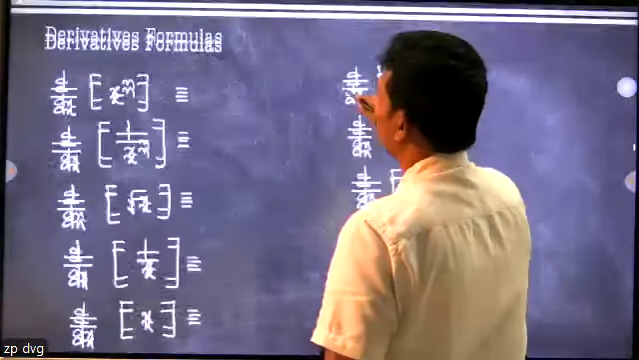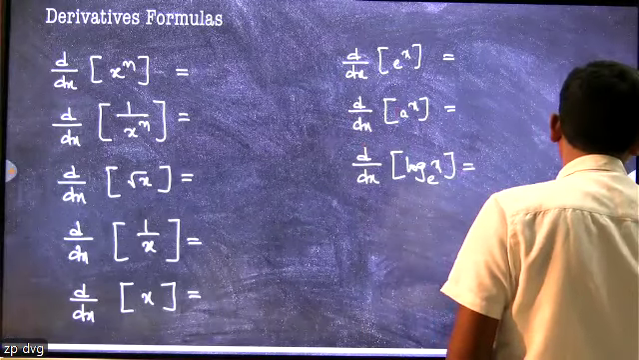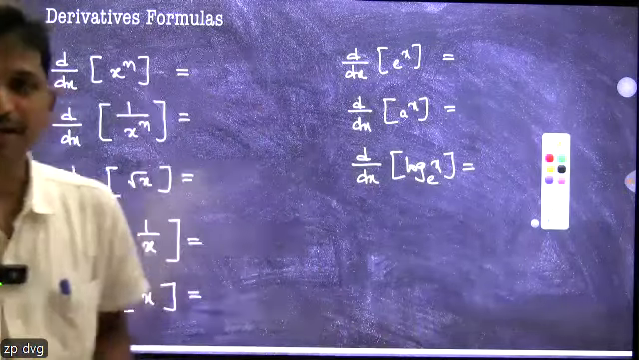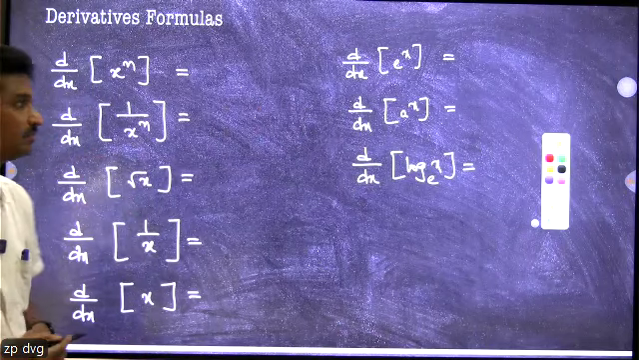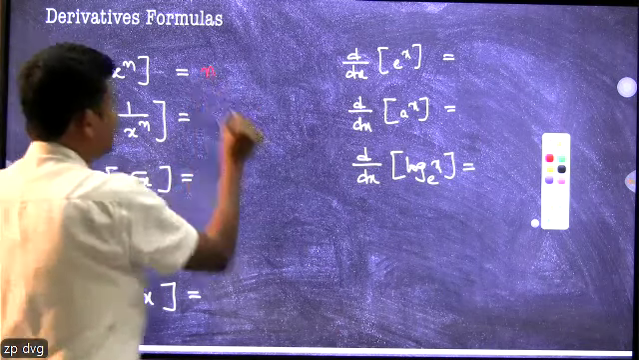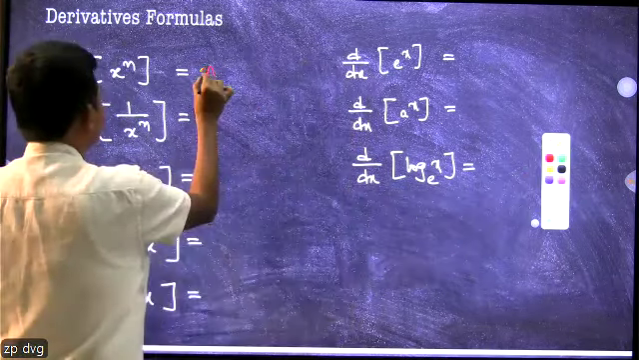First, derivative formulas. It is important. You must be good in derivative formulas. You can try along with me. What is the derivative of x power n? Very frequently we'll use it. Derivative of x power n is n into x power n minus 1.